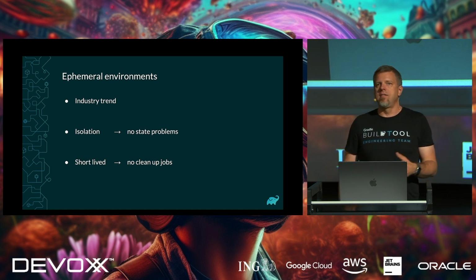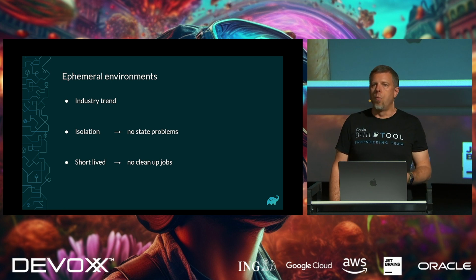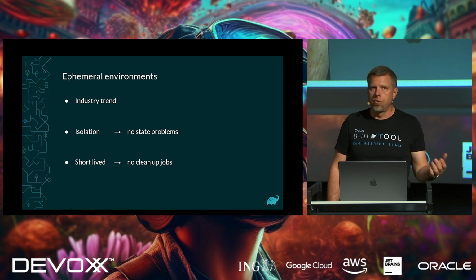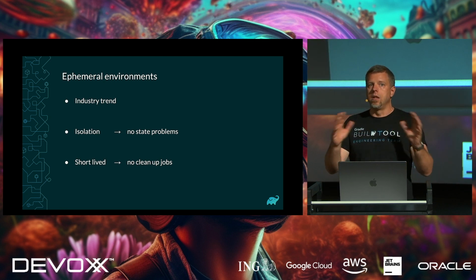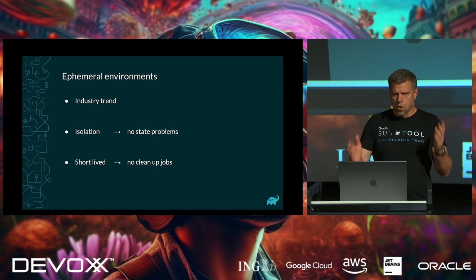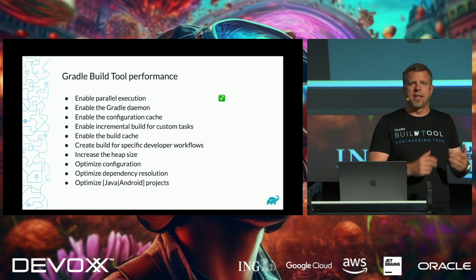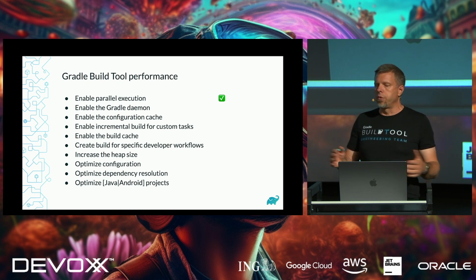And short-lived is effectively a way that you don't have to clean up things, you don't care about open file handles, you don't care about processes that don't want to die. All of that is kind of abstracted away because you actually kill the whole environment. So if we look at the combination of the performance element of a Gradle build and running them in such an environment, we can see that parallel execution, this really scales up with the size of the machine.